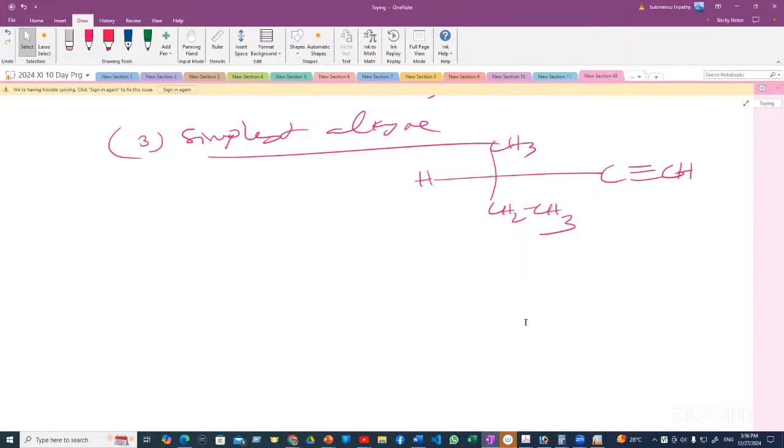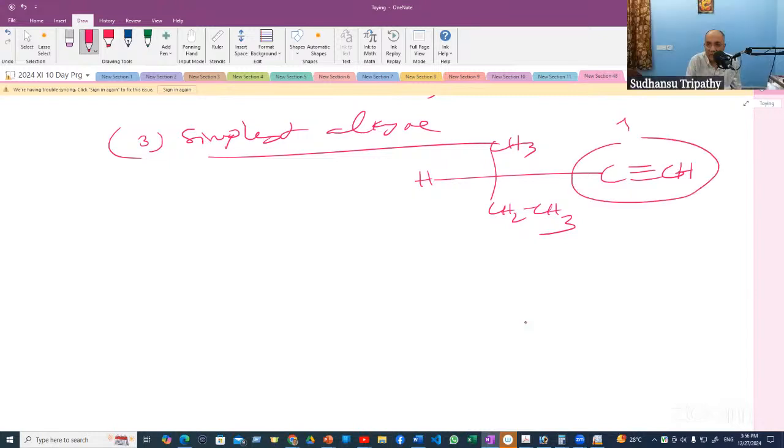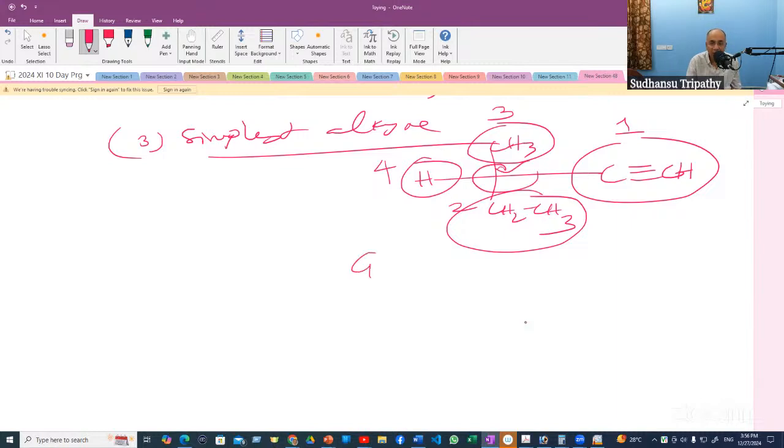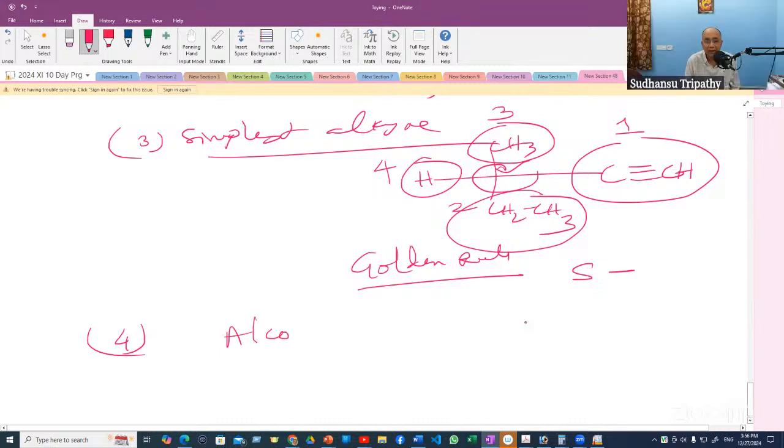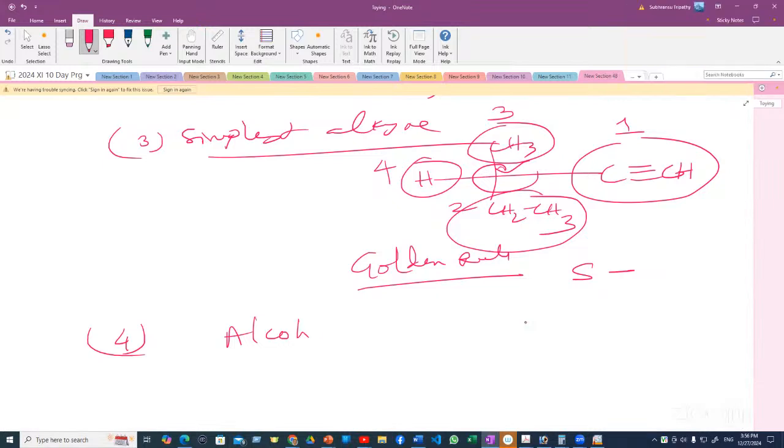Sir, S. Number 1, sir, is ethynyl, number 2 is ethyl, number 3 is methyl, and number 4 is hydrogen, which is in the horizontal position. 1 to 2 to 3 clockwise, and the golden rule, clockwise is S. And the name of this compound is similarly 3-methylpent-1-yne. Same, right? Pent. 1, 2, 3, 4, 5. Pent-1-yne, right? Yes, sir.